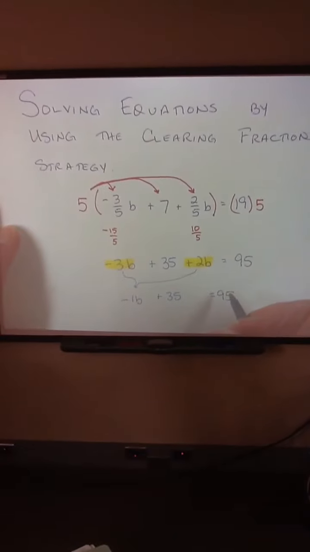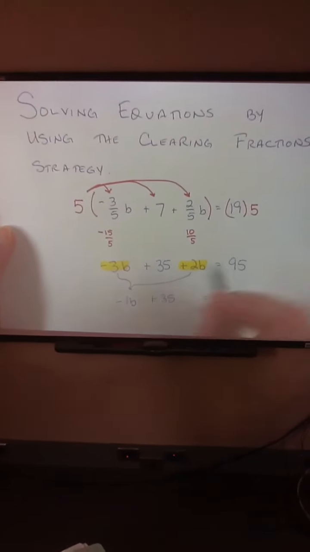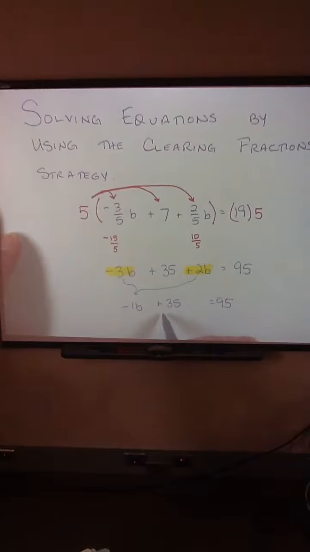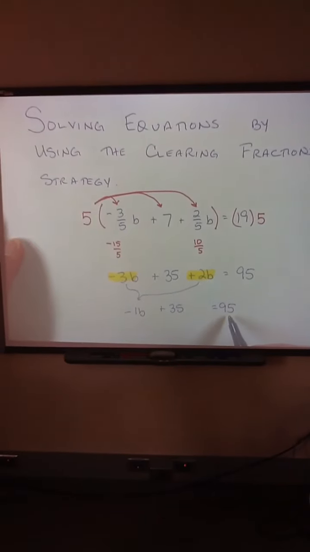Repeat that. Which part? Negative 1b. Oh. Negative 1b plus 35 equals 95.